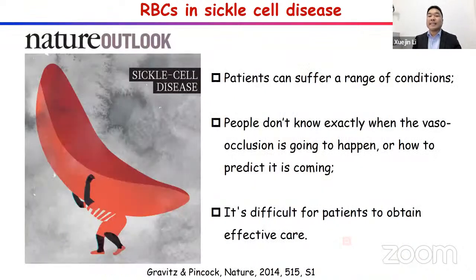So the patient can suffer a range of conditions like acute anemia, tissue and organ damage, terrible pain, and even strokes. But people don't know when the vaso-occlusion is going to happen or how to predict whether it's coming or not. So it's still difficult for patients to have effective care.